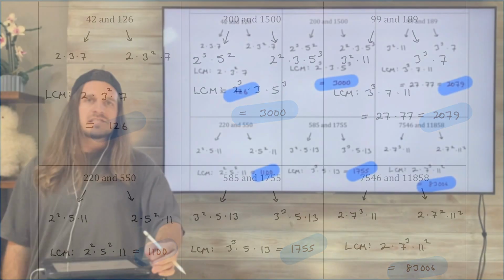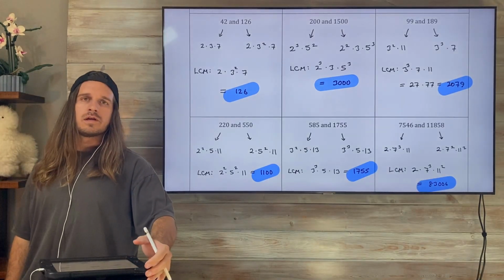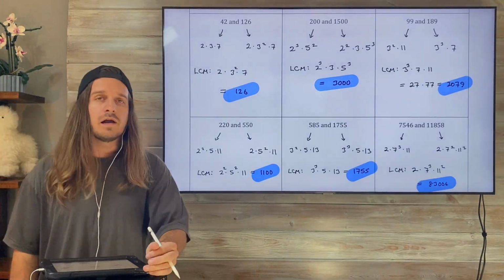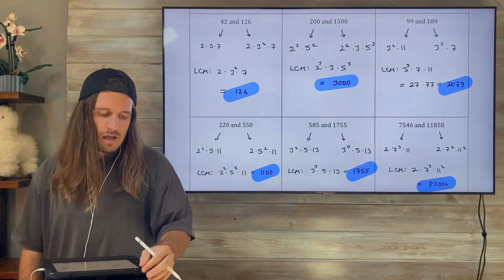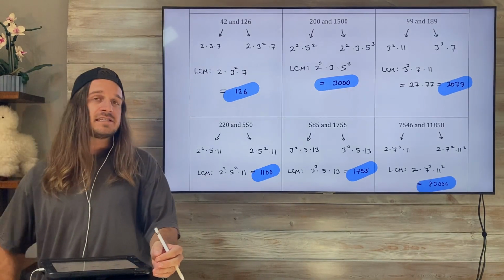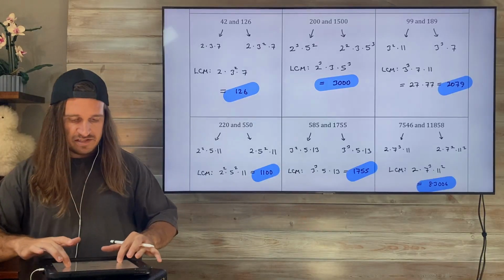So the process for finding least common multiple and greatest common factor both require the use of the prime factorization. But the processes specifically then take opposite paths.